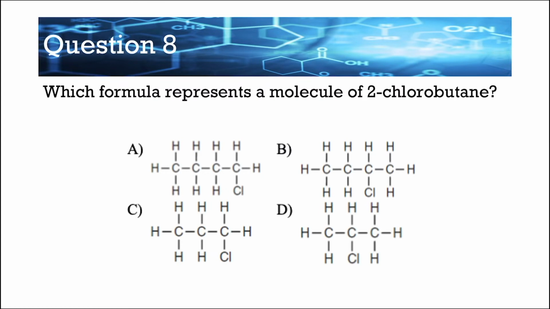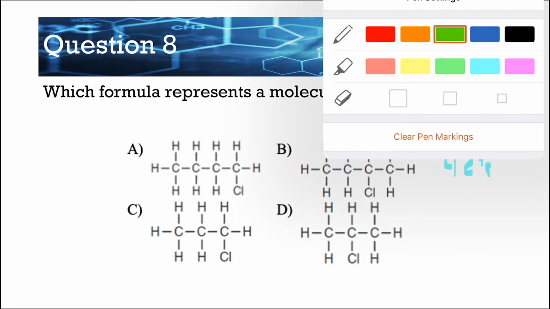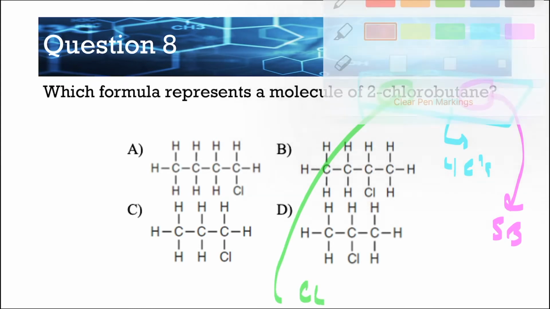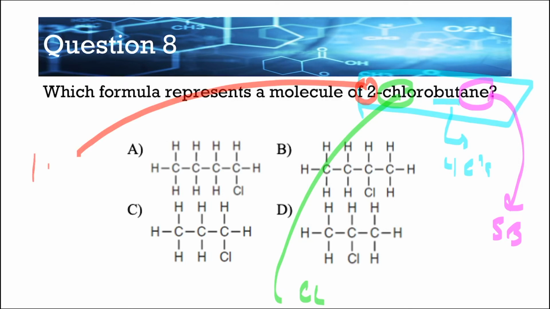Number 8, I cannot count, says what represents a molecule of 2-chlorobutane. So if we break down this name, but means you have 4 carbons. Ane means you have single bonds. Chloro means there's a chlorine somewhere. And 2 is the location of that Cl.